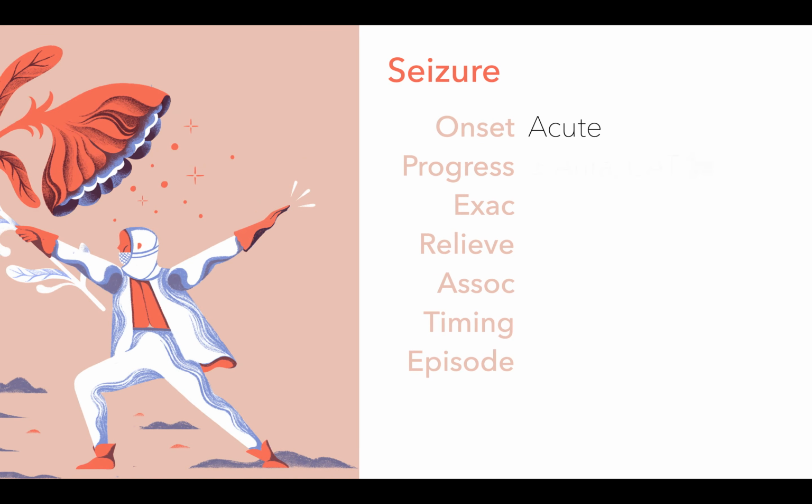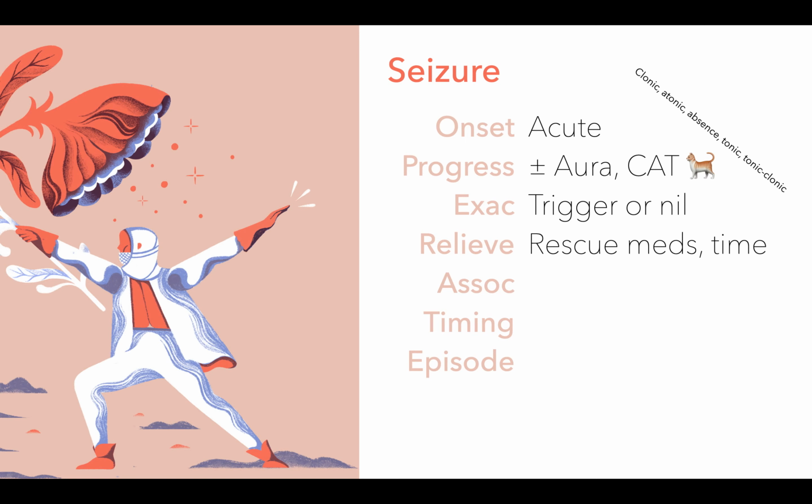Seizure's a different beast, so it's acute. It can have an aura, depending on where the foci, the aberrant focus of electrical activity is, so which lobe. And then there are different types, which can be remembered with the mnemonic CAT: clonic, atonic, absence, tonic, or tonic clonic. If this means nothing to you, you need to watch that seizure video. It can be exacerbated by a trigger, for example, photophobia, flashing lights, strobe lights and things, or nothing.